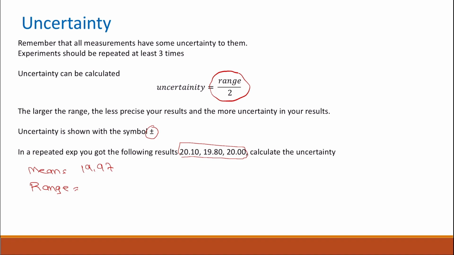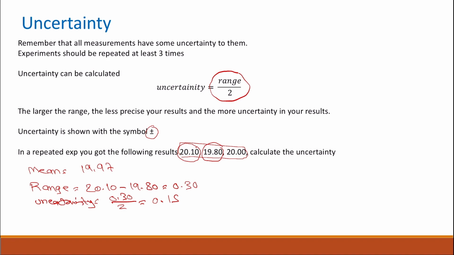Then you need to calculate the range in order to calculate the uncertainty. The highest value is 20.10, the lowest is 19.80. When you subtract these from each other, 20.10 minus 19.80, the range is 0.30. Then you can calculate the uncertainty, which equals the range divided by 2, so 0.15.